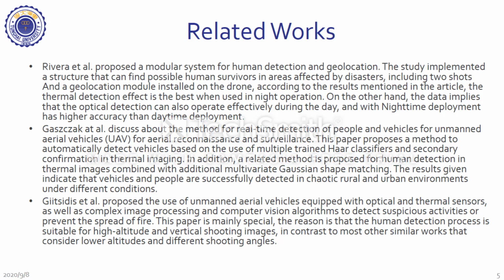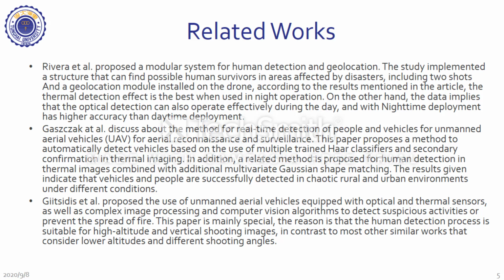Zak et al. discuss a method for real-time detection of people and vehicles for unmanned aerial vehicles, or UAV, for aerial reconnaissance and surveillance. This paper proposes a method to automatically detect vehicles based on the use of multiple trained HAAR classifiers and secondary confirmation in thermal imaging. In addition, a related method is proposed for human detection in thermal images combined with additional multivariate Gaussian shape matching. The results given indicate that vehicles and people are successfully detected in chaotic rural and urban environments under different conditions.